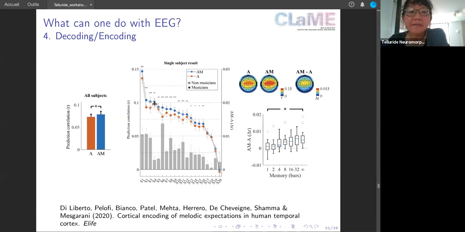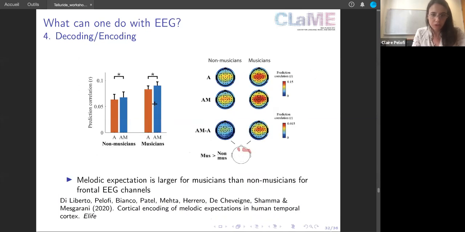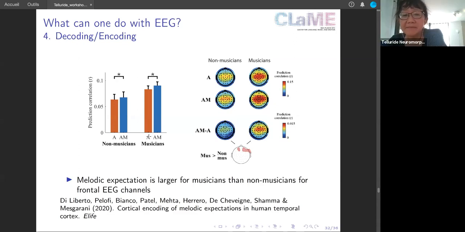Thanks. So here it's not very well highlighted, the difference between musicians and non-musicians. Here we actually broke it into two groups. This is a group analysis where you have the results for non-musicians and musicians. The take-home message is that melodic expectation is larger for musicians than non-musicians, and this difference is mainly picked up by frontal EEG channels. This is totally in line with previous literature that has shown that musicians and non-musicians are almost the same, just that musicians are typically a little bit more precise about their predictions. Studies about reaction times showed that already, or even ERPs.